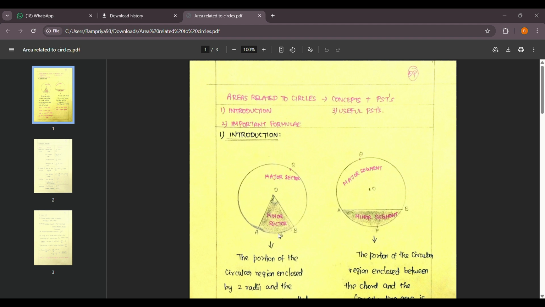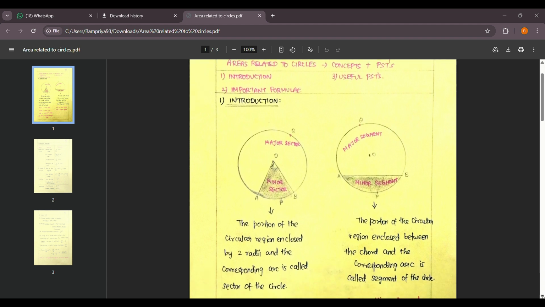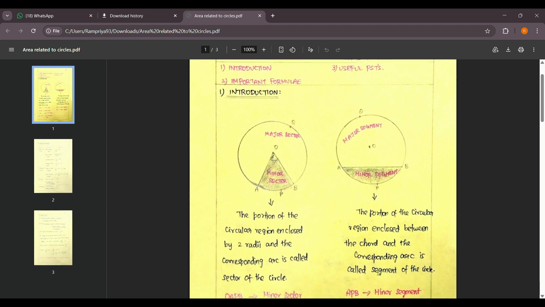So here first you have to know what is a sector. Sector and segment, these two are the main topics in this lesson. You just have to know the difference between a sector and a segment. I have illustrated with the help of the diagram here. See here the definition: the portion of the circular region enclosed by two radii. What are the radii here? OA and OB. So the portion of the circular region enclosed by the two radii and the corresponding arc APB. AB is the arc.